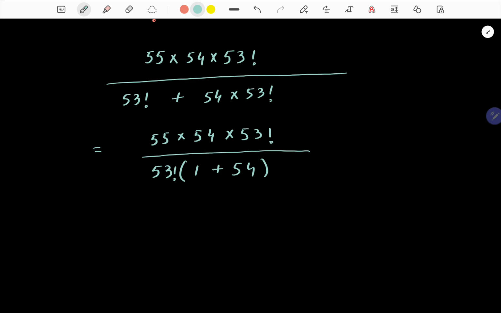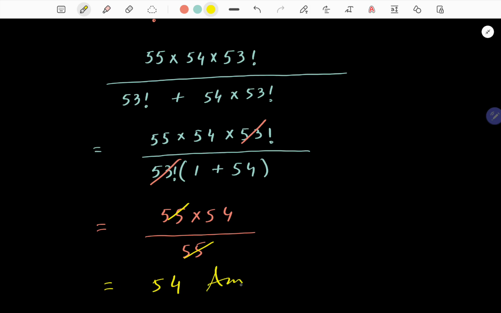This 53 factorial will be cancelled out with this one, and we will get 55 multiplied by 54 divided by 54 plus 1, which is 55. Again, it will cancel out with this one, and the answer will be 54.